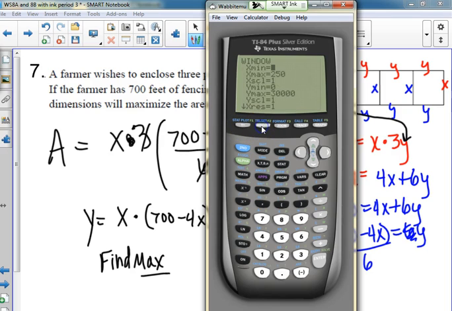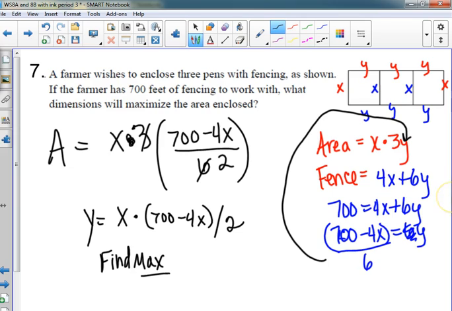Hey, so I have 0 to 250 and 0 to 30,000. And I'm looking for a maximum. And I just messed it up because I need my left bound to be over here somewhere. Everybody okay with finding a maximum? Somewhere between here and here. So I have 87.5 roughly. Did anybody get that the maximum occurs at 87.5?